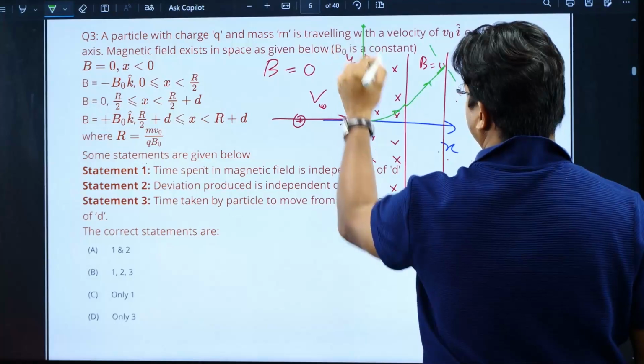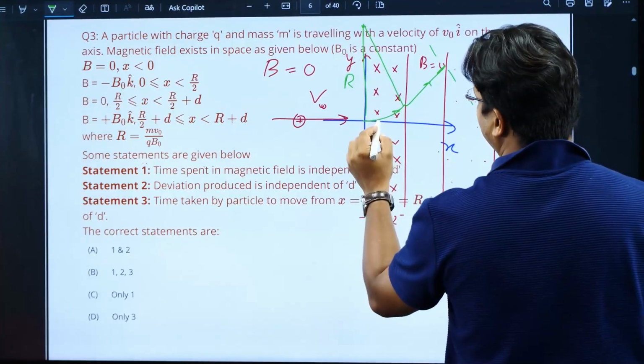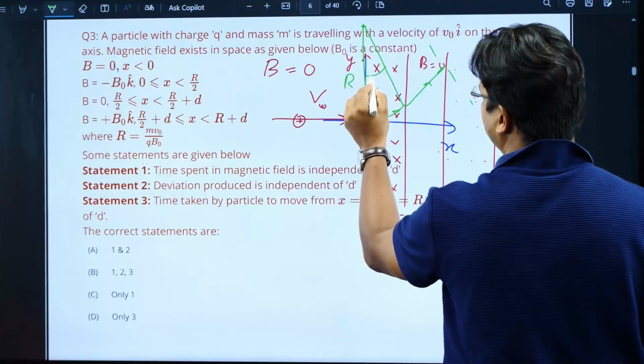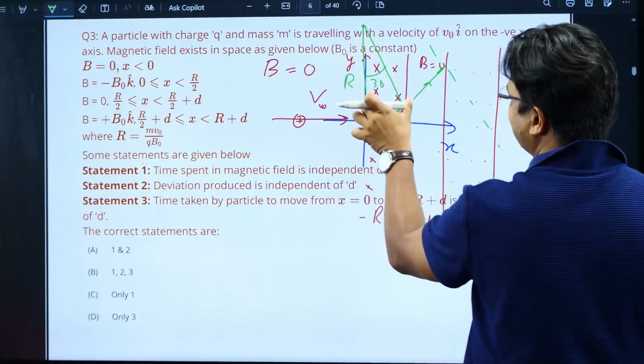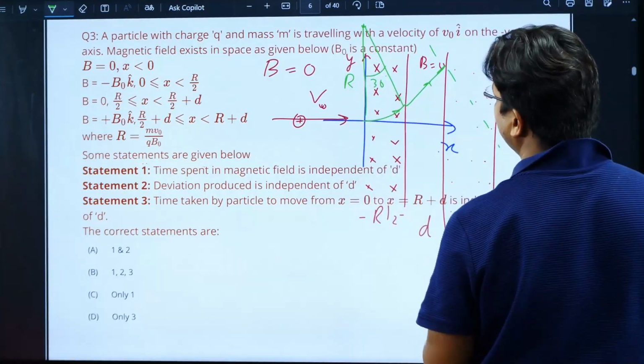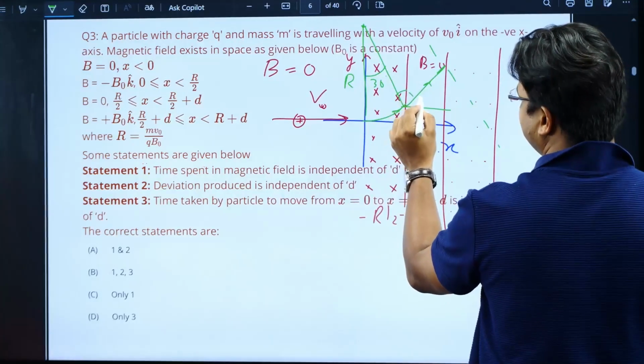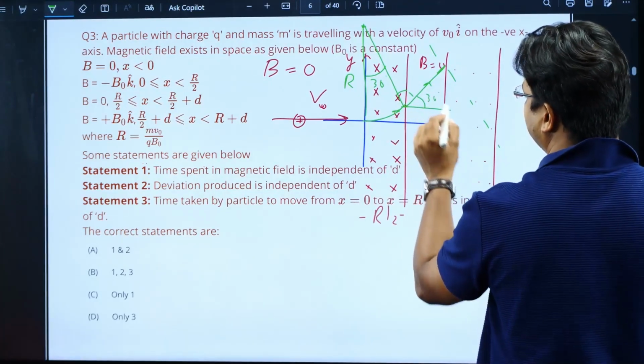Let me check the angles. This is r by 2 and this is r. So this angle will turn out to be 30 degrees. Notice this, r sine 30 will become r by 2. So this is 30 degrees. If this is 30, this is 30. If this is 30, then this is 60, then this is 30. So this angle will again be 30.